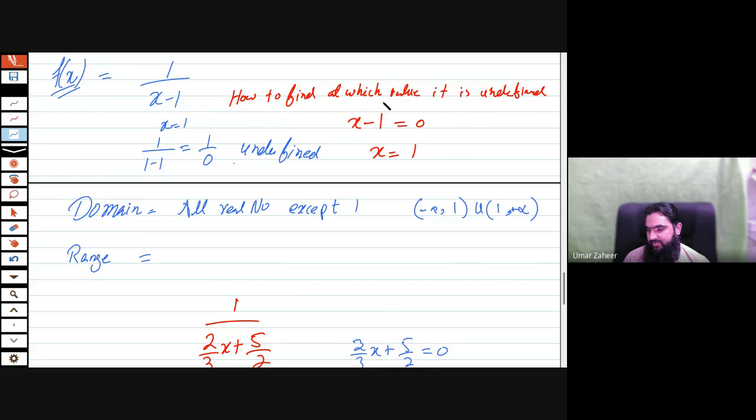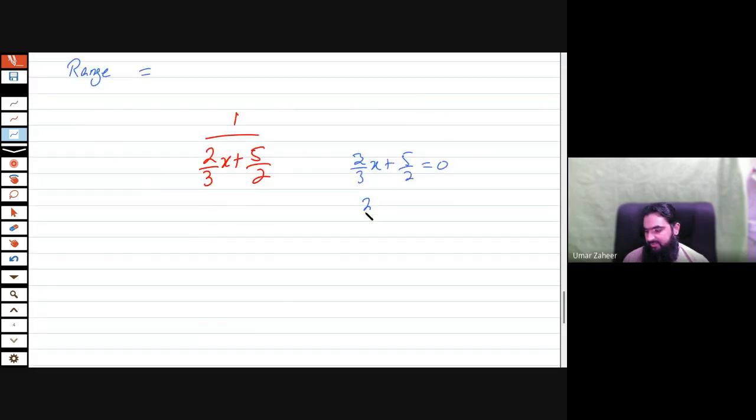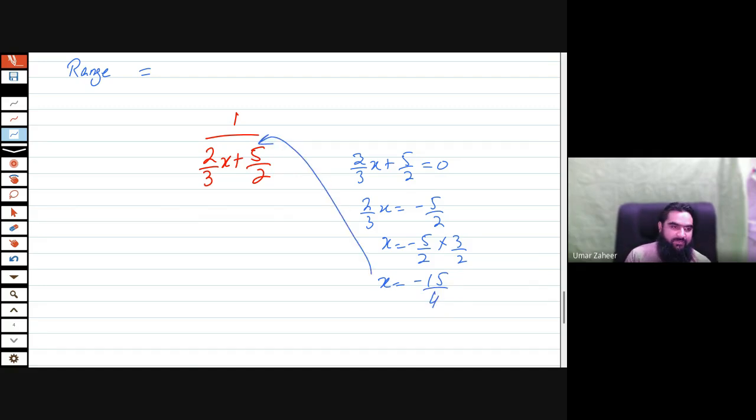How to find at which value it is undefined? You have to take the denominator, basically x minus 1 is equal to 0, so you will get x is equal to 1. Same here, you will get 2 by 3x is equal to minus 5 by 2, x is equal to minus 5 by 2, multiplied by 3 over 2. The final answer is minus 15 over 4. Substitute at minus 15 over 4, it is not going to give you the value. It is undefined at that place.